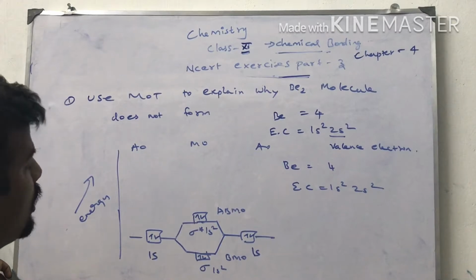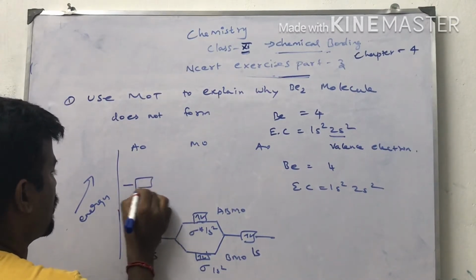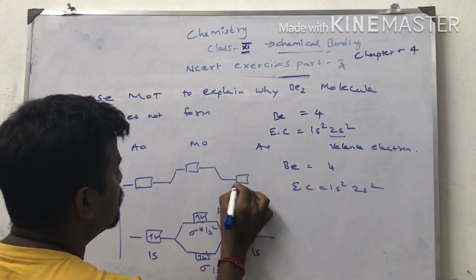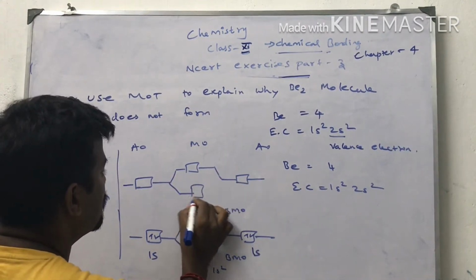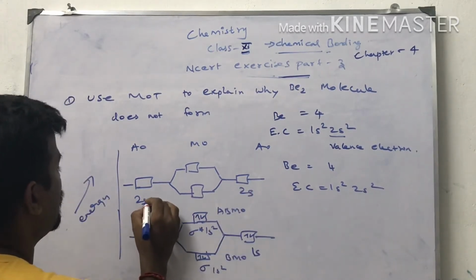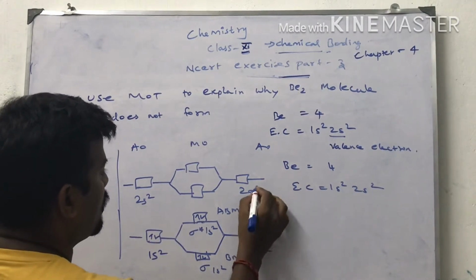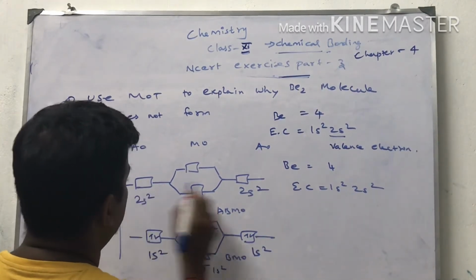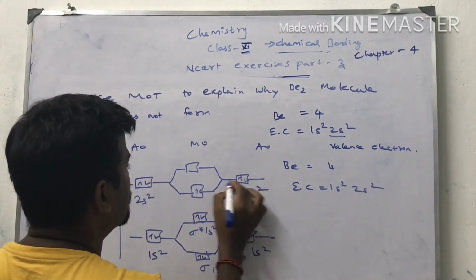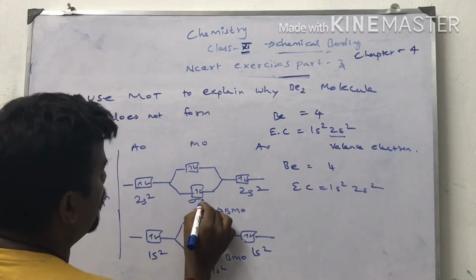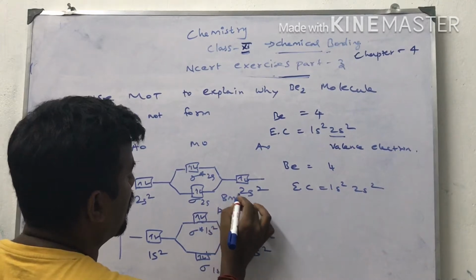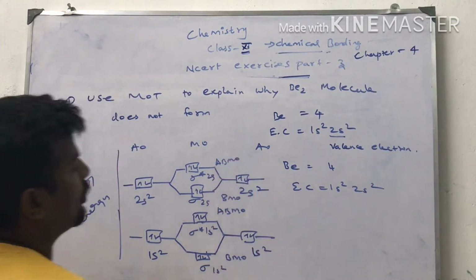Now I am going to start with 2s2. 2s2, 1s2. How many atomic orbitals? 2 2s are there. So 2 combine here. So sigma 2s, sigma star 2s, bonding molecular orbital, anti-bonding molecular orbital.